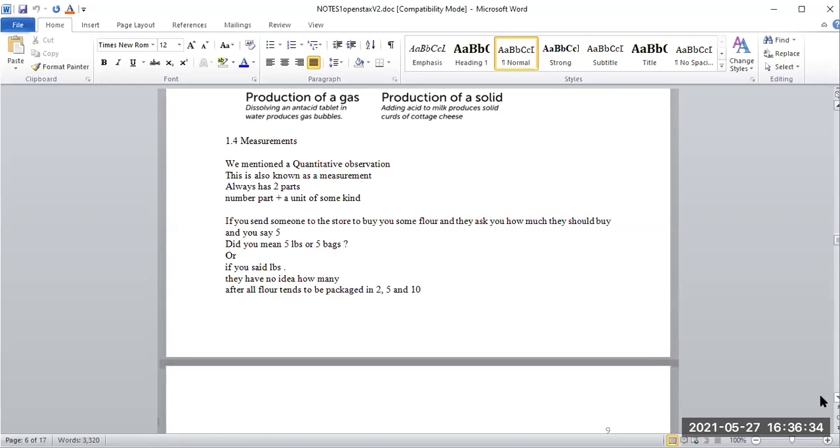Measurements. Obviously, part of this is done in lab, but also we talk about it from a more mathematical point of view. They are quantitative observations. So you've got two parts to this. You've got the number part and you've got the unit part.